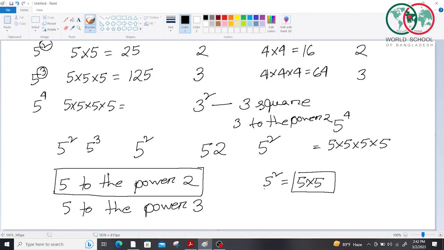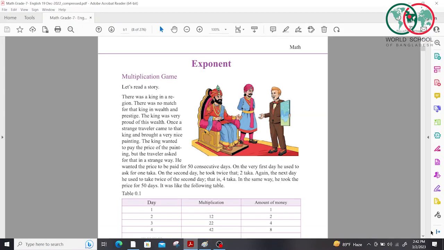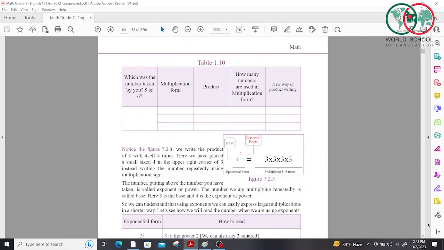So that is actually exponent. In exponent, the number we are multiplying is called the base, and how many times we are multiplying it is called the exponent. Let's see. The number 3 is going to be multiplied 4 times. So 3 is our base and 4 is our power or exponent. So 3 into 3 into 3 into 3, we can write as 3 to the power 4. So this 3 to the power 4 is the exponent form. Instead of multiplication form, we are writing in the exponent form.